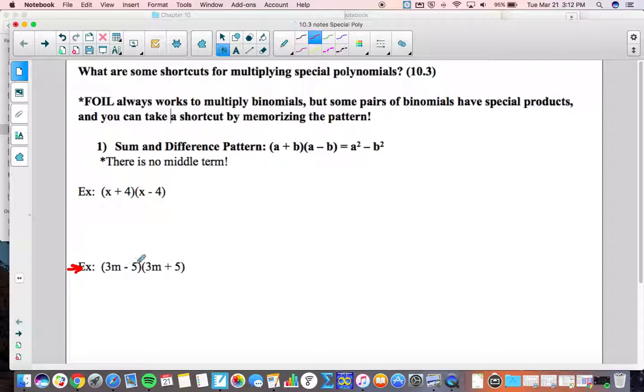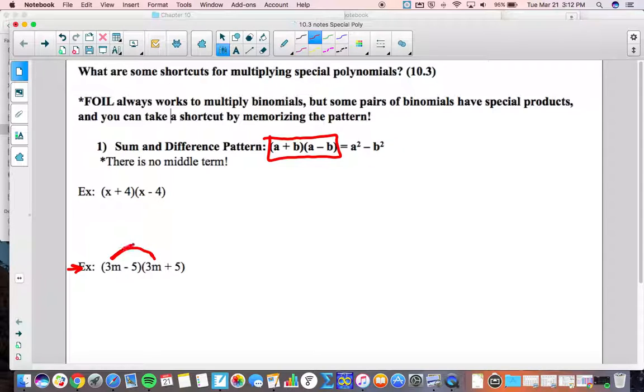So notice, I actually skip to this example right there. Here we have 3m minus 5, and then over here we have the exact same thing, 3m and 5, but now we're adding them. So our first term and second term in each of these binomials are the same, but one has a minus, one has a plus. Generically, it looks like that. I'm going to go ahead and FOIL this. This is what we've learned to do before.